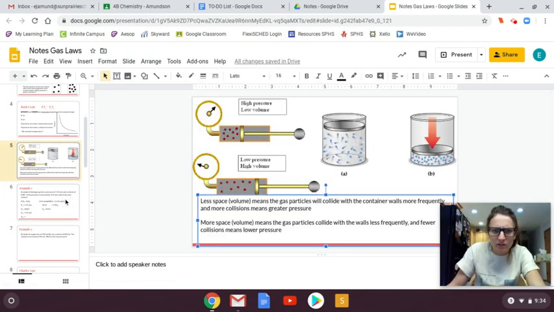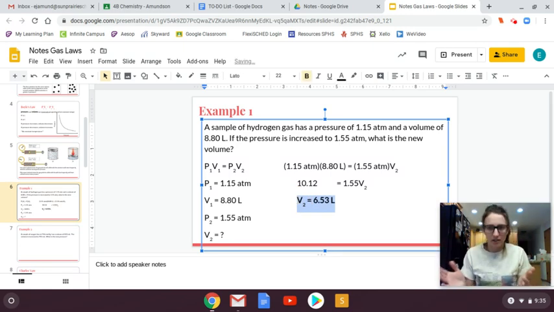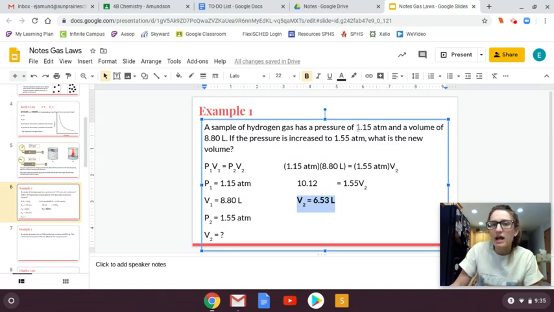The final volume is 6.53 liters. Always check before you move on that your answer makes sense, okay? So in this case, we started with a pressure of 1.15 atm, and the pressure increased to 1.55 atm, okay? So if the pressure increases, we should expect the volume to decrease, which it did. The initial volume was 8.80 liters, so it makes sense that the new volume went down. Now it's only 6.53 liters. So do your math, but then always just check, like, does my answer make sense? And yes, it does. All right.